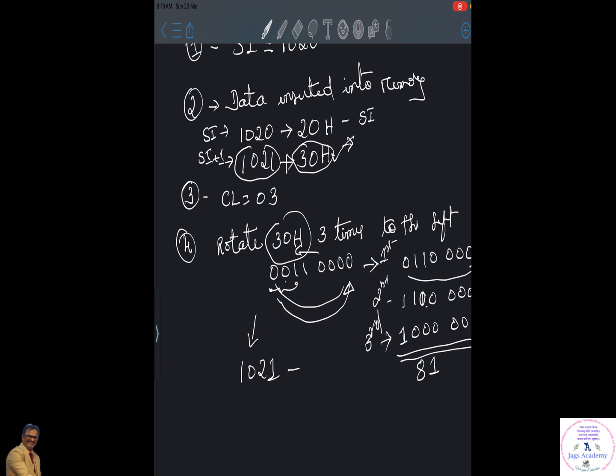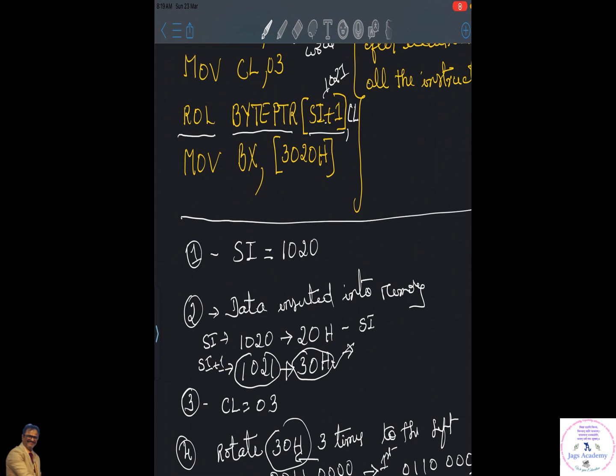Hope you are understanding this. 81H is updated in the memory location. Now that instruction is done. Rotate left byte pointer SI plus 1 comma CL is done.